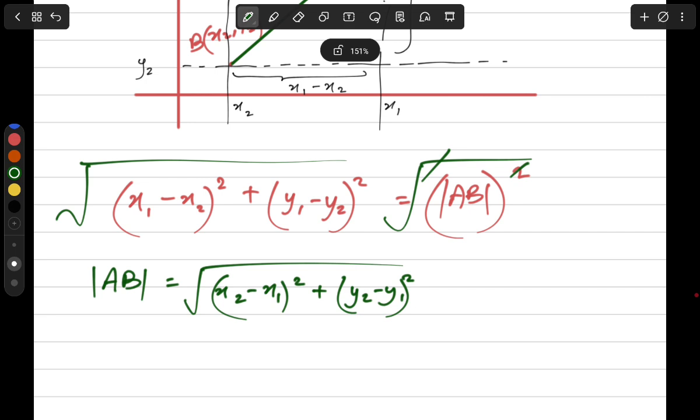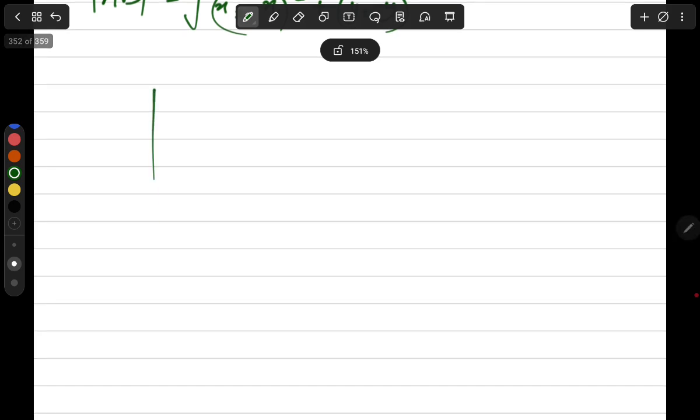So now let's do a few examples for the concept to get strengthened in your head. So if this here is our x-axis, this is our y-axis.